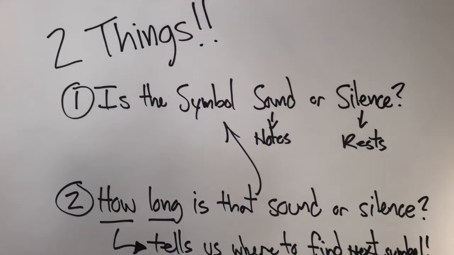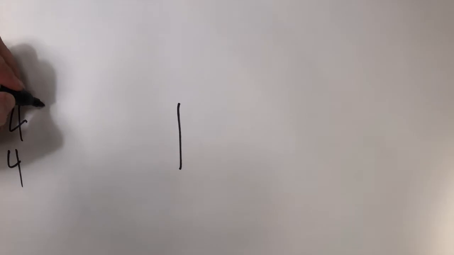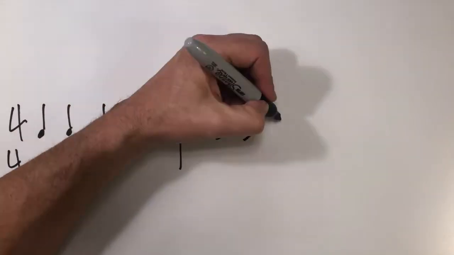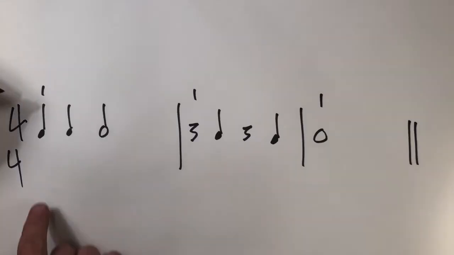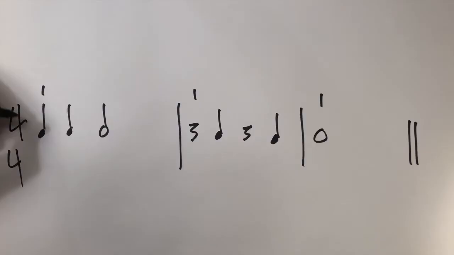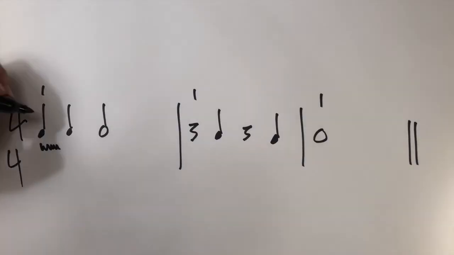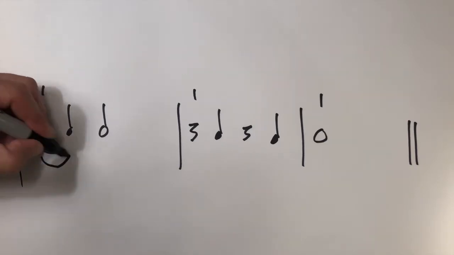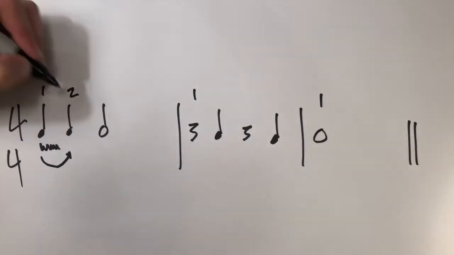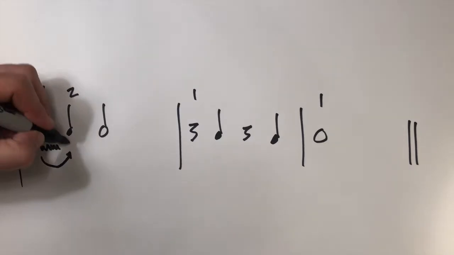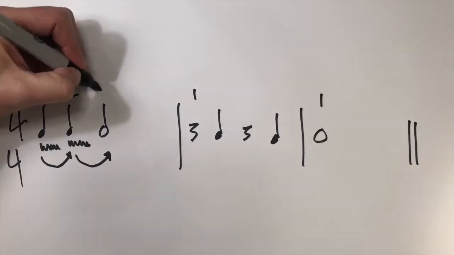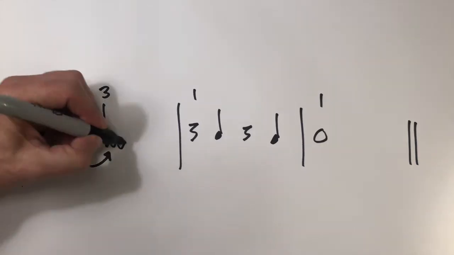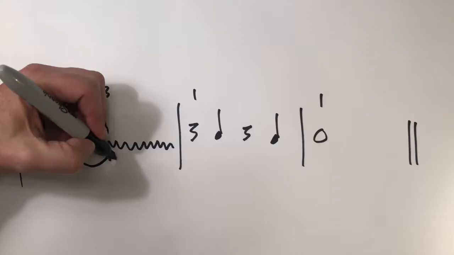Let's take a look at some examples here. In a measure, the first symbol we encounter always starts on beat 1, and we move from there. So we start with our first symbol that we encounter on beat 1. It's a quarter note. Make a sound or no sound? Yes, there is sound. And then that tells us to move over 1 quarter note to beat 2. Make a sound? Yes. Then we move over 1 quarter note to beat 3. Do we make a sound here? Yes, it's a half note.